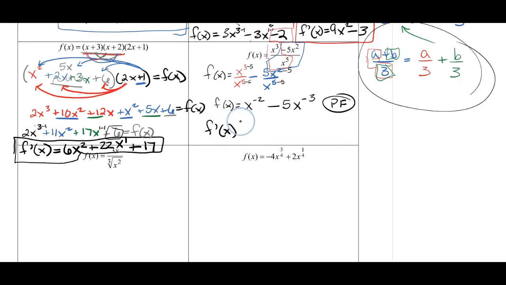The derivative of this function equals negative 2 times 1, x, negative 2 reduced by 1 is negative 3. Negative 3 times negative 5 is positive 15, x reduced by 1 is to the negative 4. And we have our derivative.